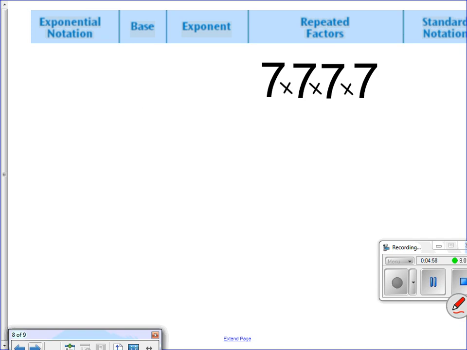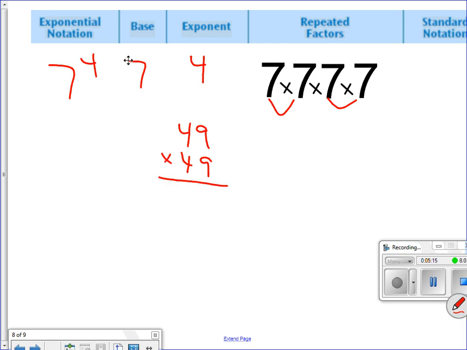All right, my exponential. My base number is 7. It repeats 4 times. So I have 7 to the 4th power. I'm going to show my work for this one. I know 7 times 7 is 49. 7 times 7 is 49. I'm going to go ahead and multiply these two numbers together. 9 times 9 is 81.